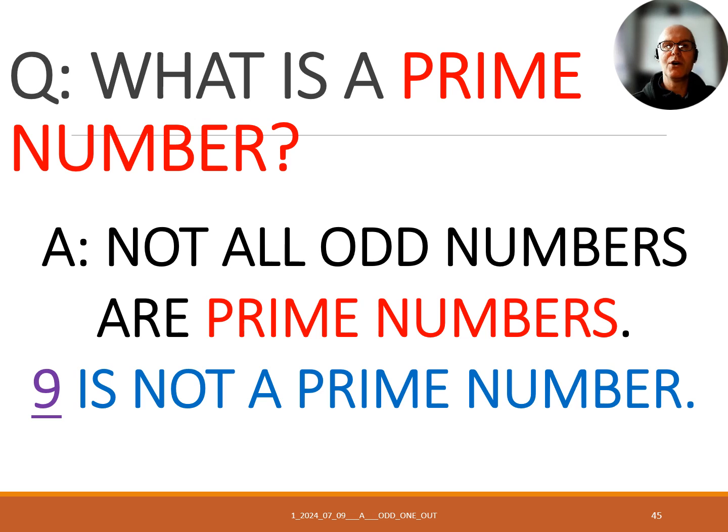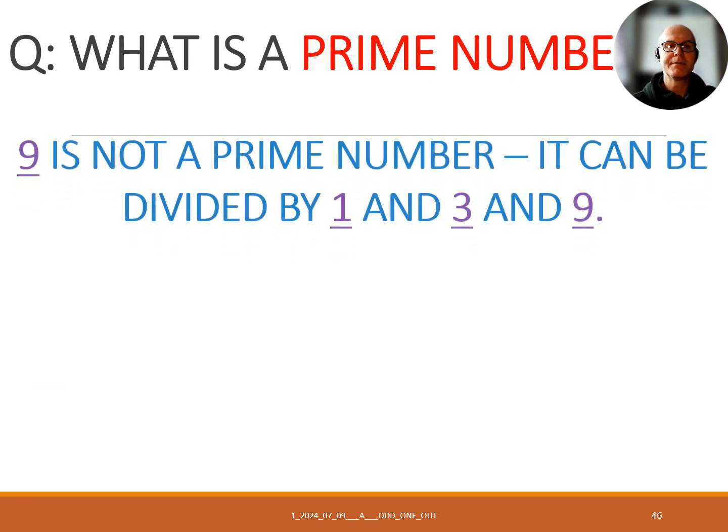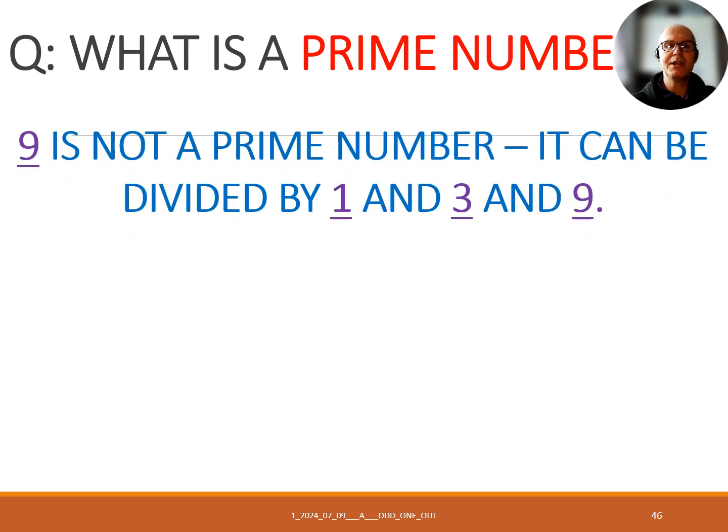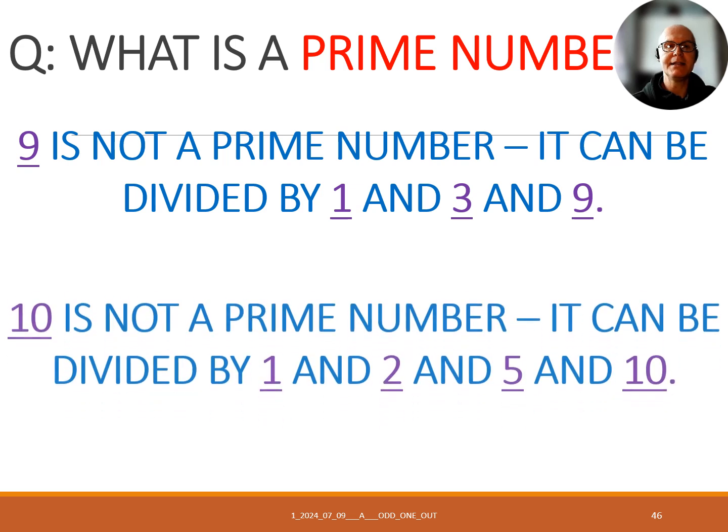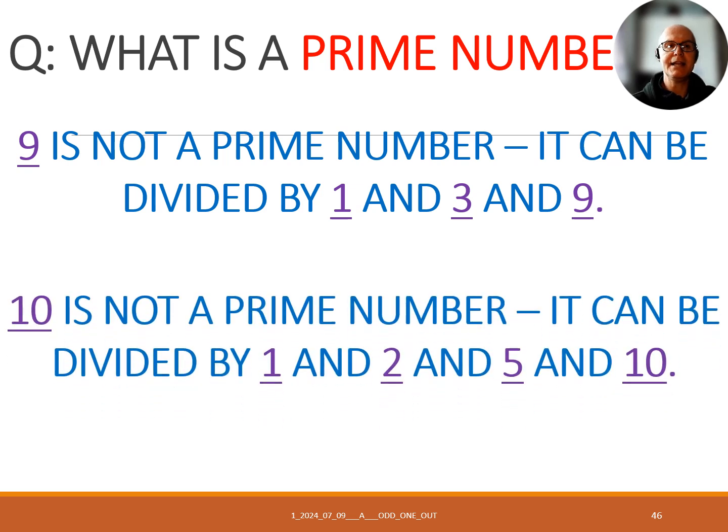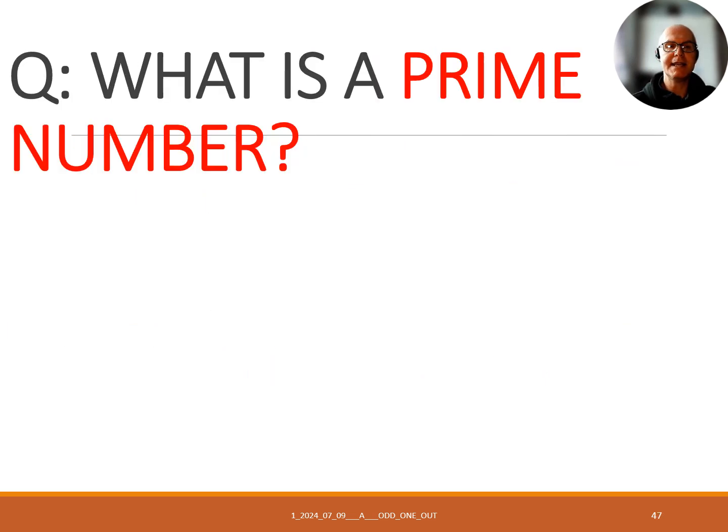Not all odd numbers are prime numbers. For example, 9 is not a prime number. It can be divided by 1, 3 and 9. 10 is not a prime number. It can be divided by 1, 2, 5 and 10.